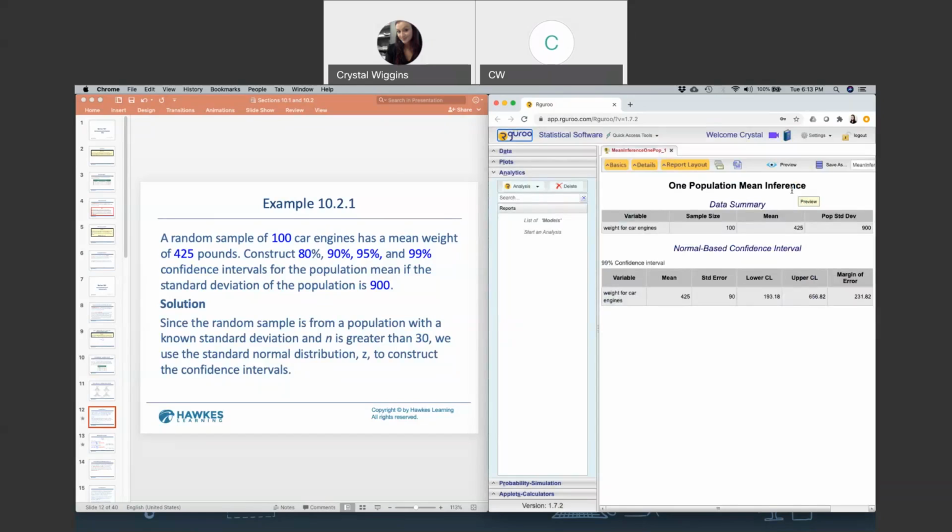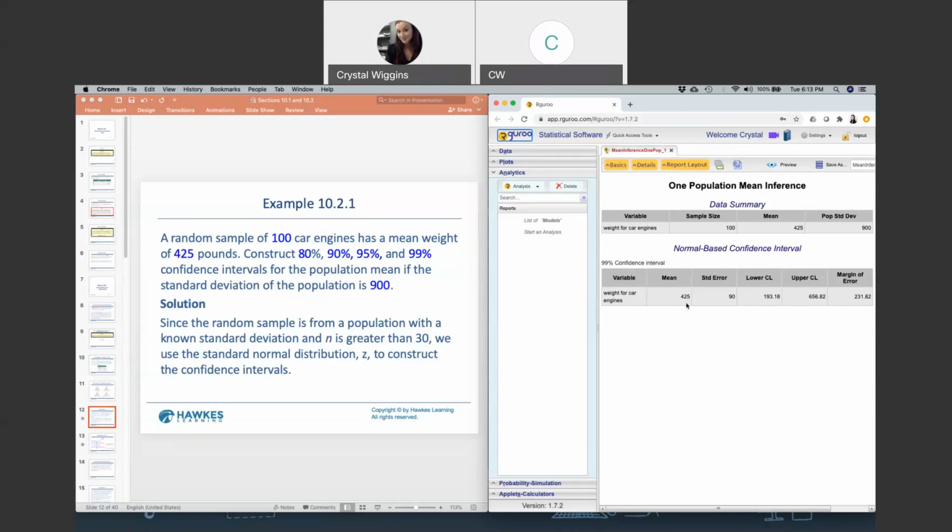And my 99% interval goes from 193.18 to 656.82 with a margin of error now increased to 231.82 pounds. That is about half. Right? That is even over half of the estimated sample mean or the point estimate.